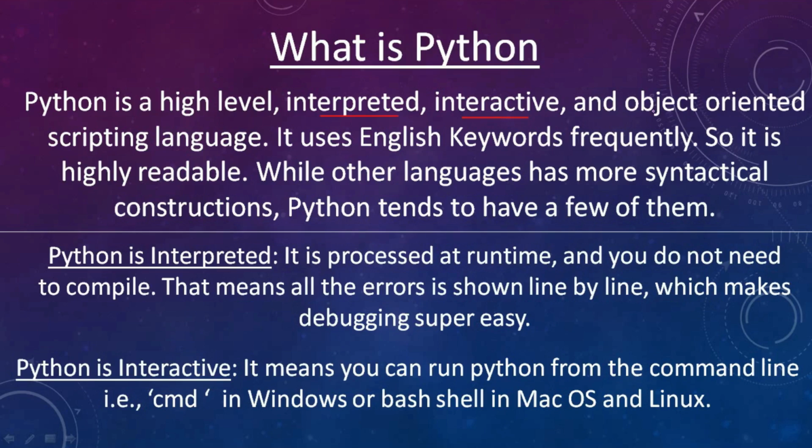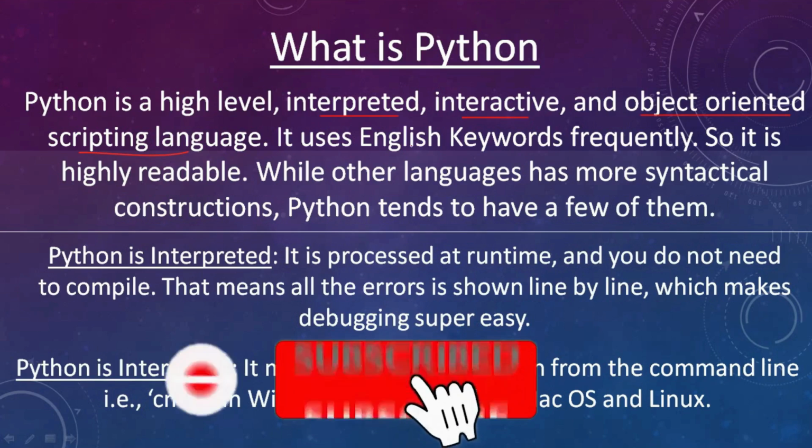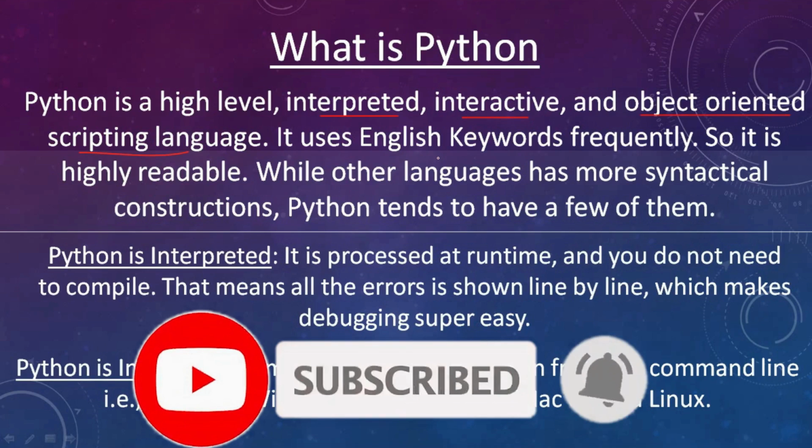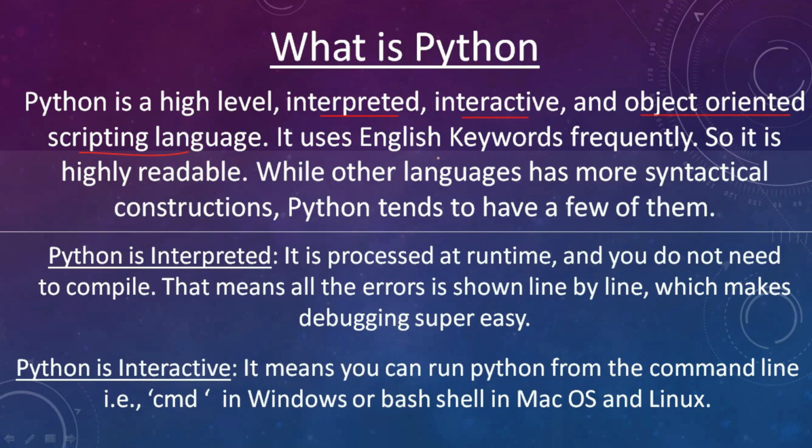Now object oriented we will be discussing in the later videos. Now scripting language, you can write scripts in Python, that's why it's a scripting language. Then it uses English keywords frequently. So in most languages like Java, C, C++, there will be more punctuation than English keywords, while in Python there is less punctuation and more English keywords. That's why it's human readable.